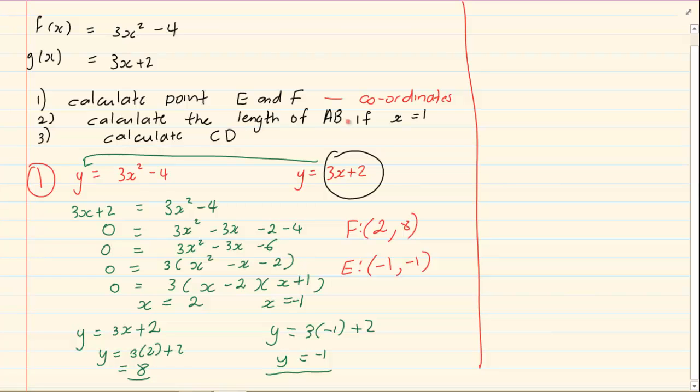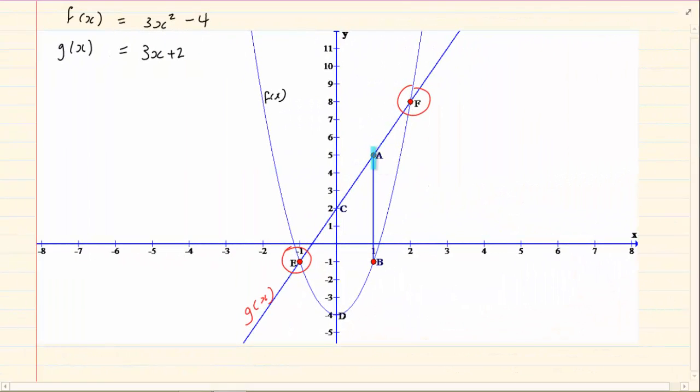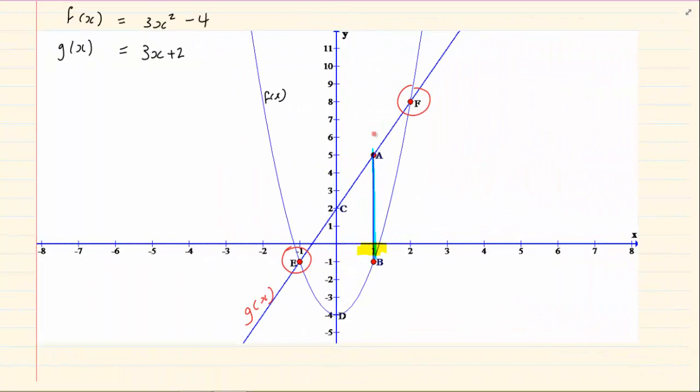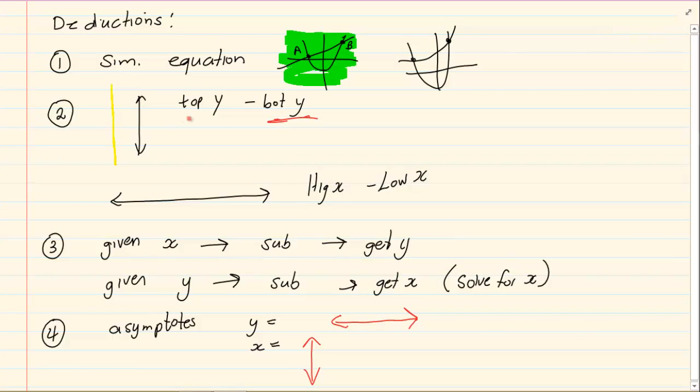They say, calculate the length of AB if x is equal to 1. They want the length of AB if x is equal to 1. So they're telling us that x at this point is equal to 1. Now look at our deductions. If I want the length of a line that is vertical, I'm going to say the top y value minus the bottom y value. But if you look at the graph, I have that the x is 1. And at the bottom, at B, I have that the x is 1. But I don't have the y values, and that is what I need.